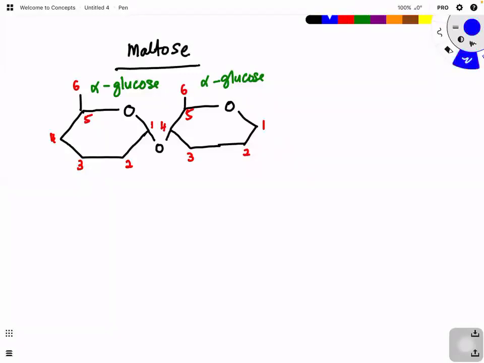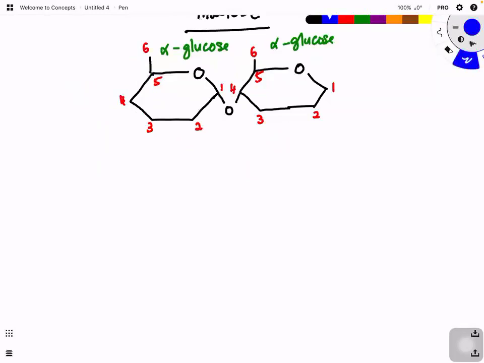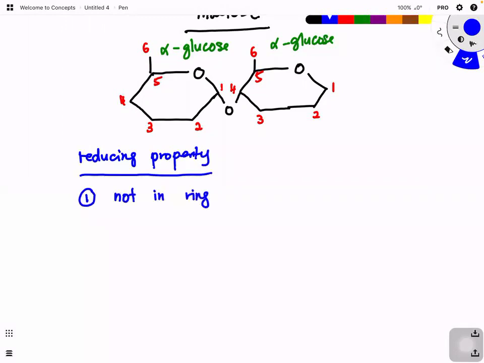Okay, always remember, in order to have the reducing property, it depends on two factors here. The first, it must not be in ring form. Second, they must have what we call the carbonyl group, so that they can have a reducing property. Are you clear? Okay, now we look at the maltose.